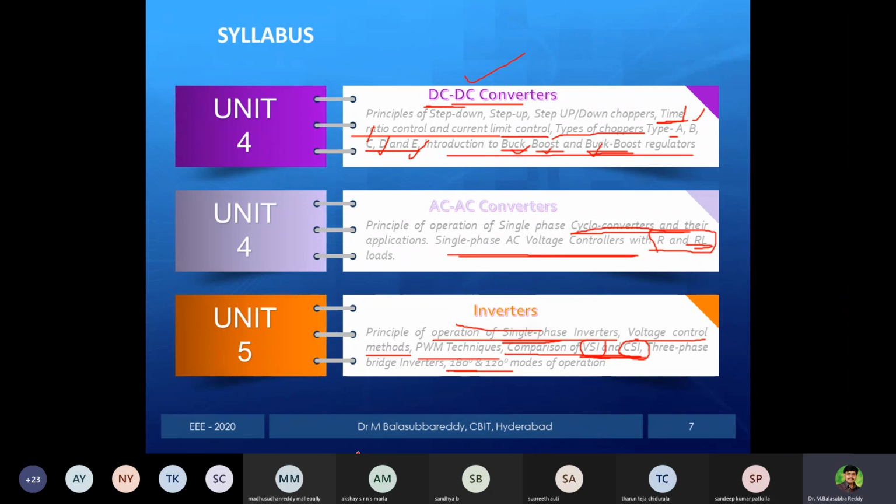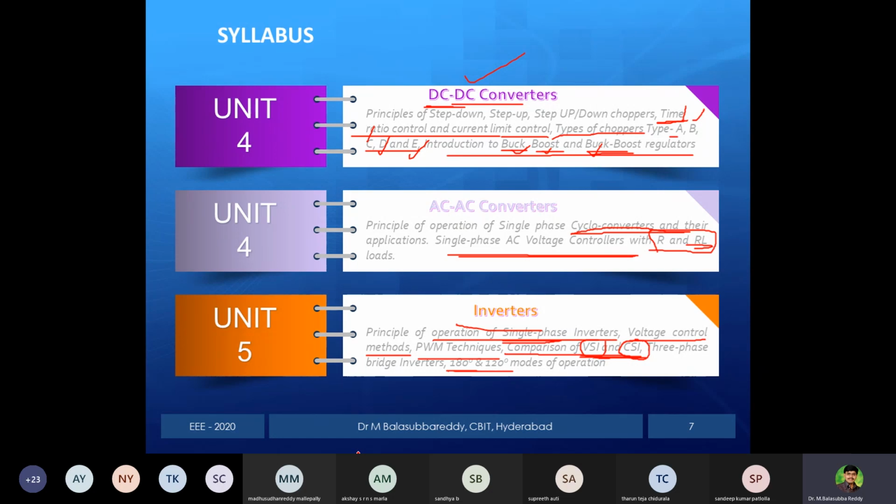But for each drive, suppose we want to control one induction motor, if you use the current source inverter, for each induction motor we need to connect one current source inverter. Whereas if we use a voltage source inverter, for a group of drives, or you can say when we need to operate many drives in parallel at a time, we can use a voltage source inverter. Like that, there are different advantages and disadvantages individually. That we'll see under the comparison of VSI and CSI.